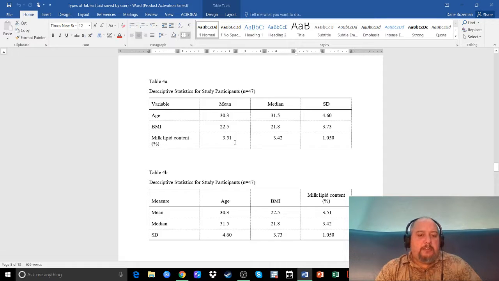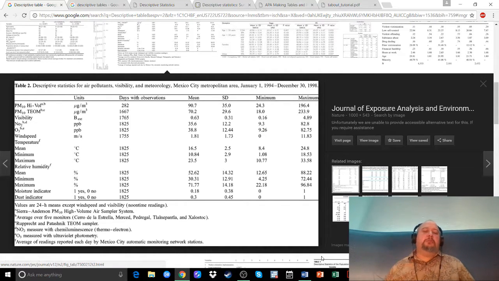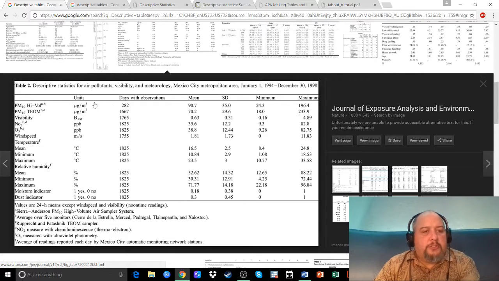The problem that I see, and we're going to see it here on the internet, is sometimes students start getting confused. And they start building tables that have so much information that the whole idea of reading it, interpreting it, and discussing it becomes a little difficult. If we look at this table, it's Table 2, Descriptive Statistics for Air Pollutants, Visibility, and Meteorology, Mexico City, from January 1st, 1994 to December 30th, 1998. And I don't know what these variables refer to.